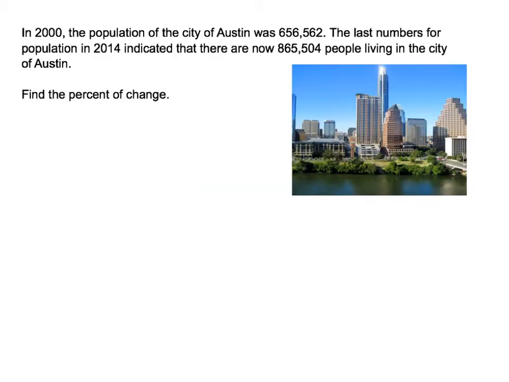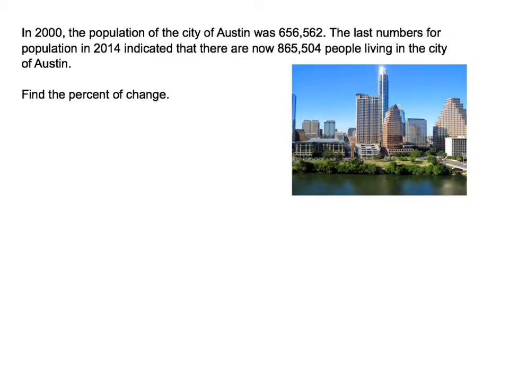So let's walk through this one. In 2000, the population of the city of Austin was 656,562. The last numbers for the population in 2014 indicated that there are now 865,504 people living in the city of Austin. That's not including Round Rock and Cedar Park and Dripping Springs and Bee Caves and all that good stuff, but just within city limits. And what we want to do is find the percent of change.